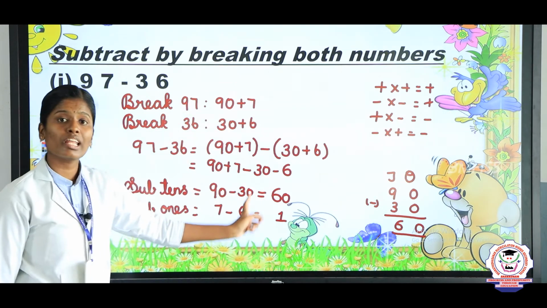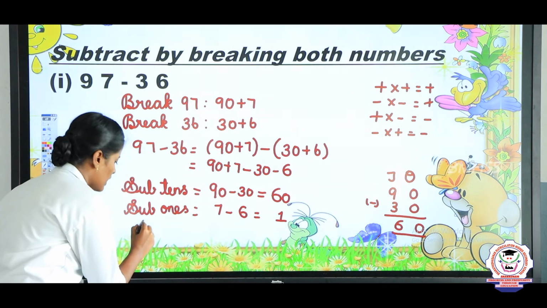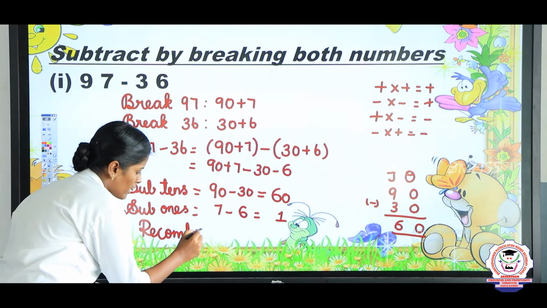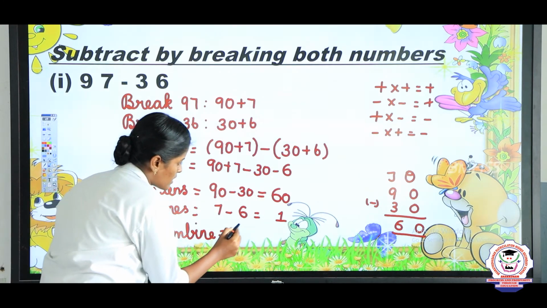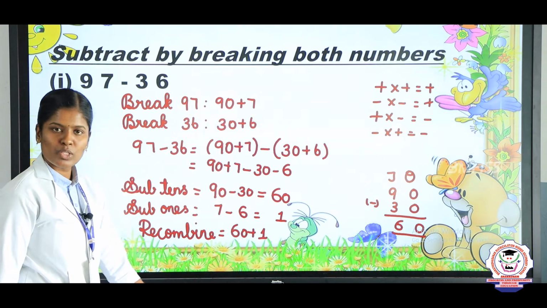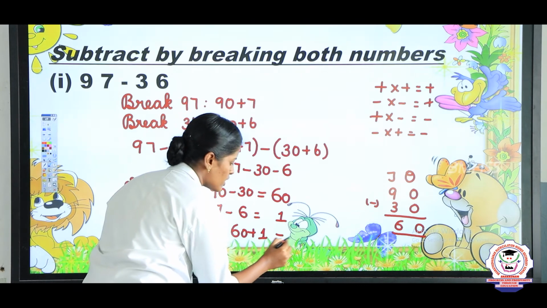Now we are going to recombine this answer. Write recombine equal to 60 plus 1. So what is the answer? 60 plus 1? The answer is 61.